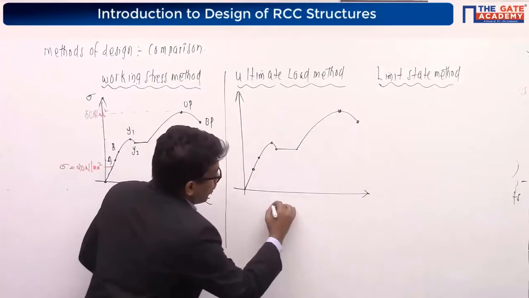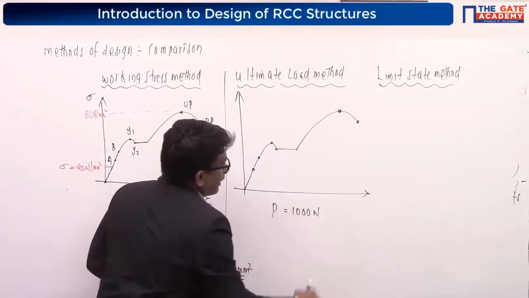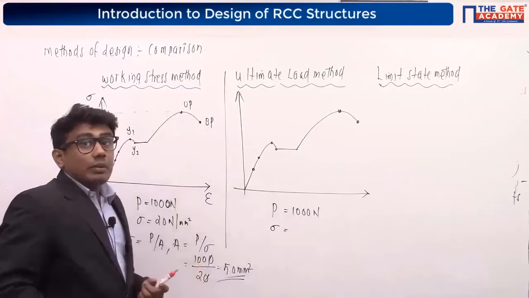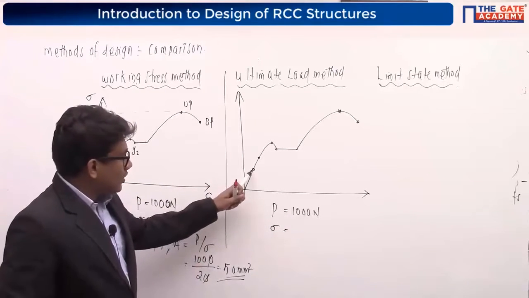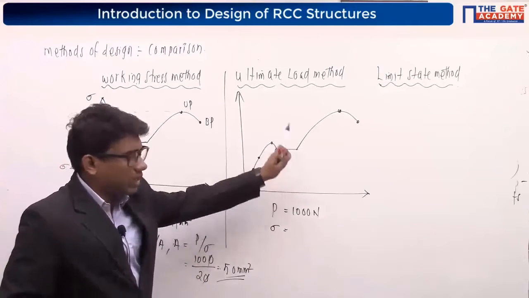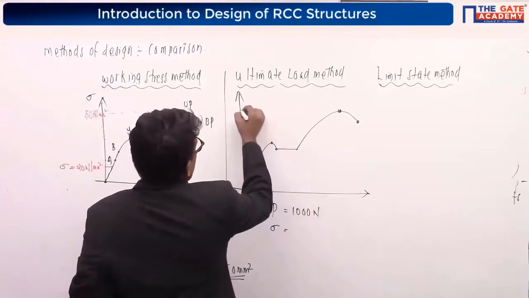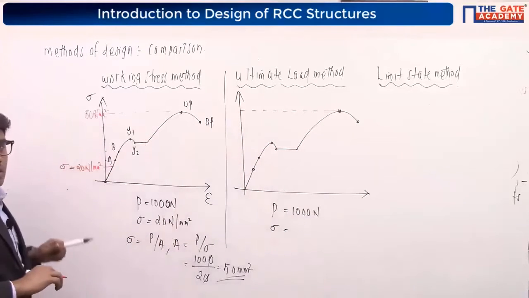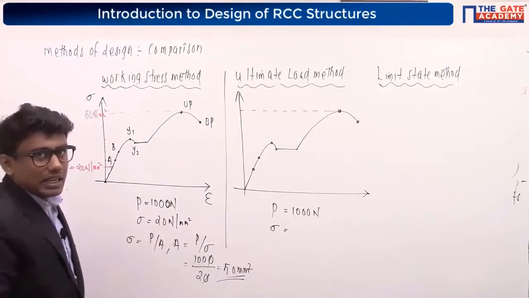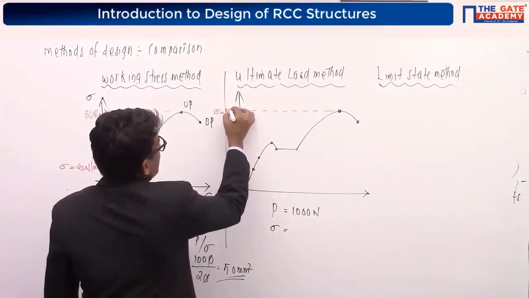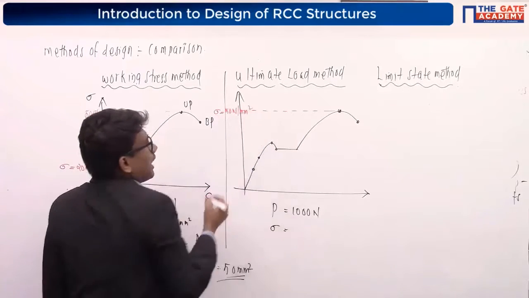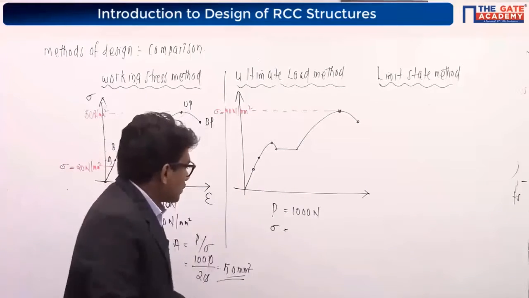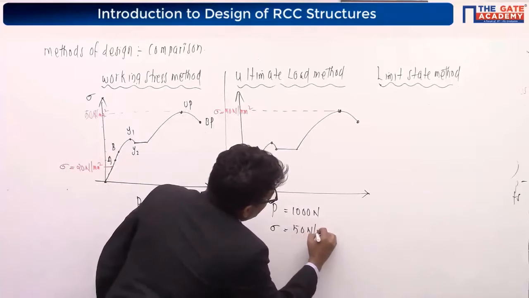I need to carry the same load there, that is 1000 Newton, and I need to consider the stress value. In ultimate load method, I am not going to consider the stress value within the elastic limit or anywhere on this curve. I am going to consider the maximum stress which the material can carry. As we are using the same material, the stress value here is 50 Newton per mm square. In ultimate load method, I am going to consider the maximum stress the material can carry for the design. So the stress value here will be 50 Newton per mm square.